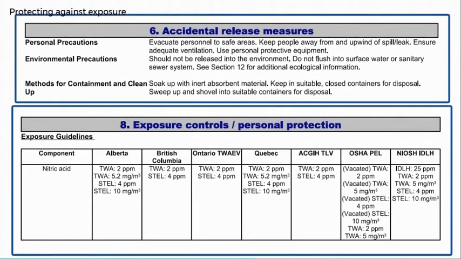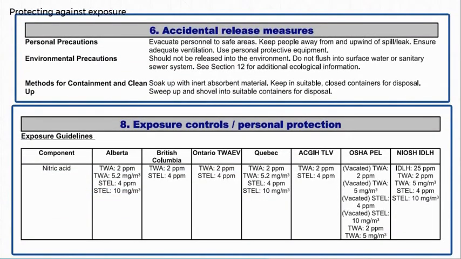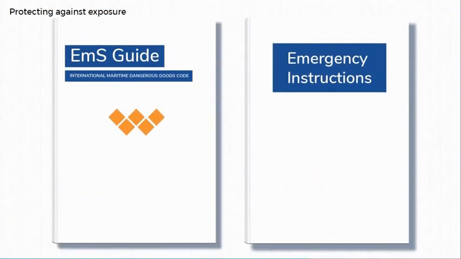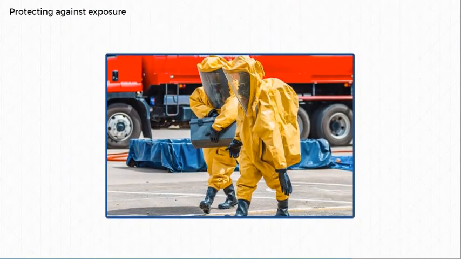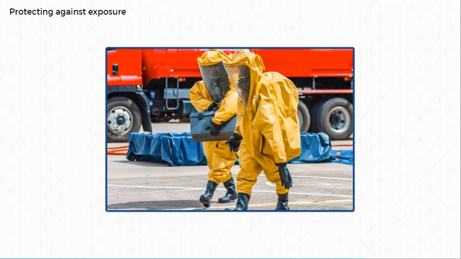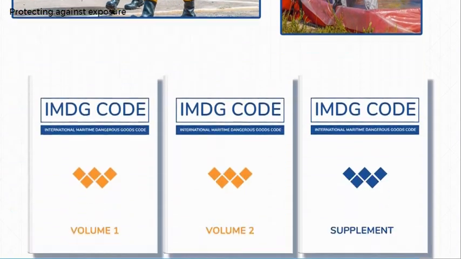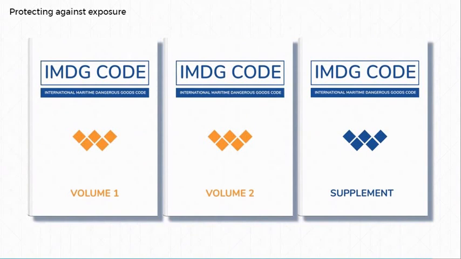Follow the advice given in sections 6 and 8 of the safety datasheet, or follow the emergency instructions in the EMS guide or those provided by the consignor. Crew members must wear protective clothing suitable for contact with the hazards presented. They must also wear self-contained breathing apparatus. Finally, check with the IMDG code and your company response procedures for advice.